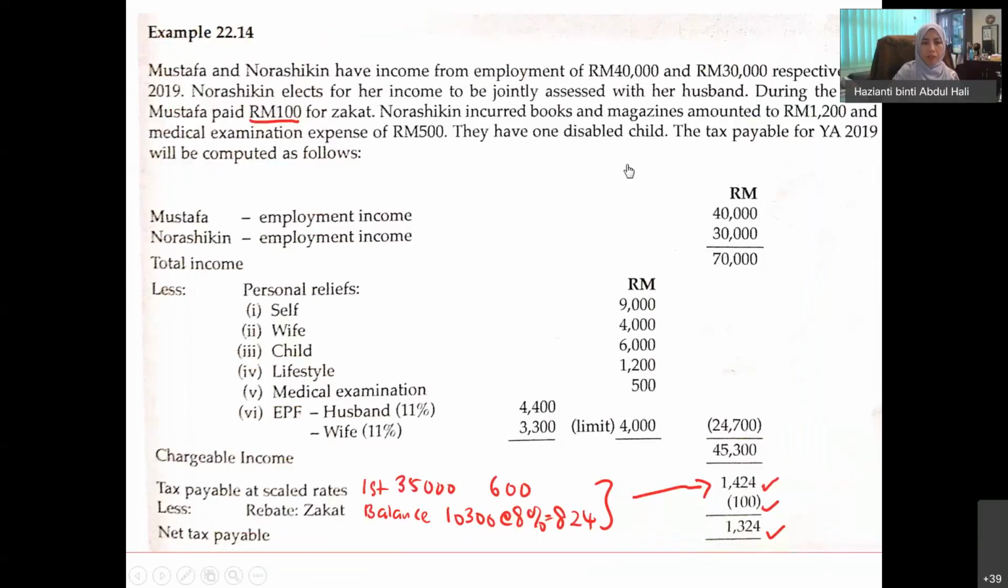Okay, so kita buat macam ni lah, the computation kita. So the first 35,000 based on the table, 600. The balance would be 10,300. Mana saya dapat 10,300 ni? Anyone? Where did I get this 10,300?